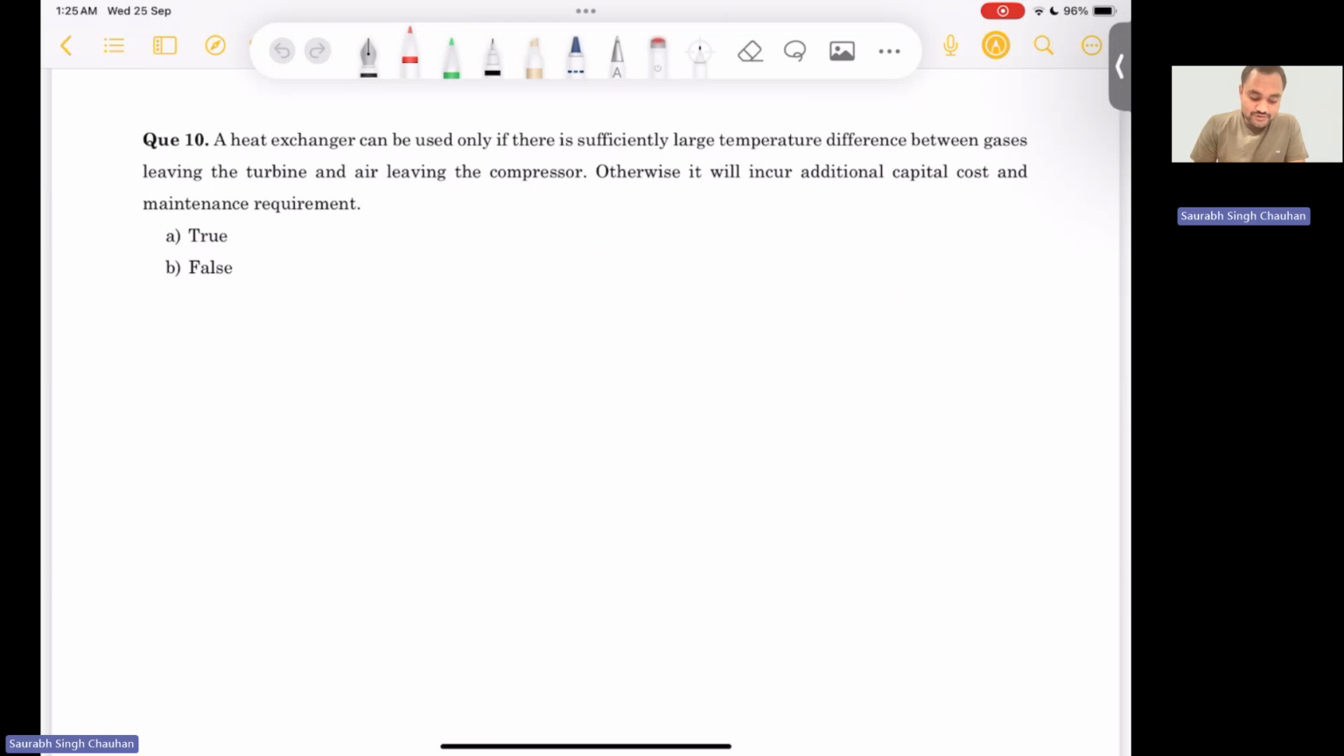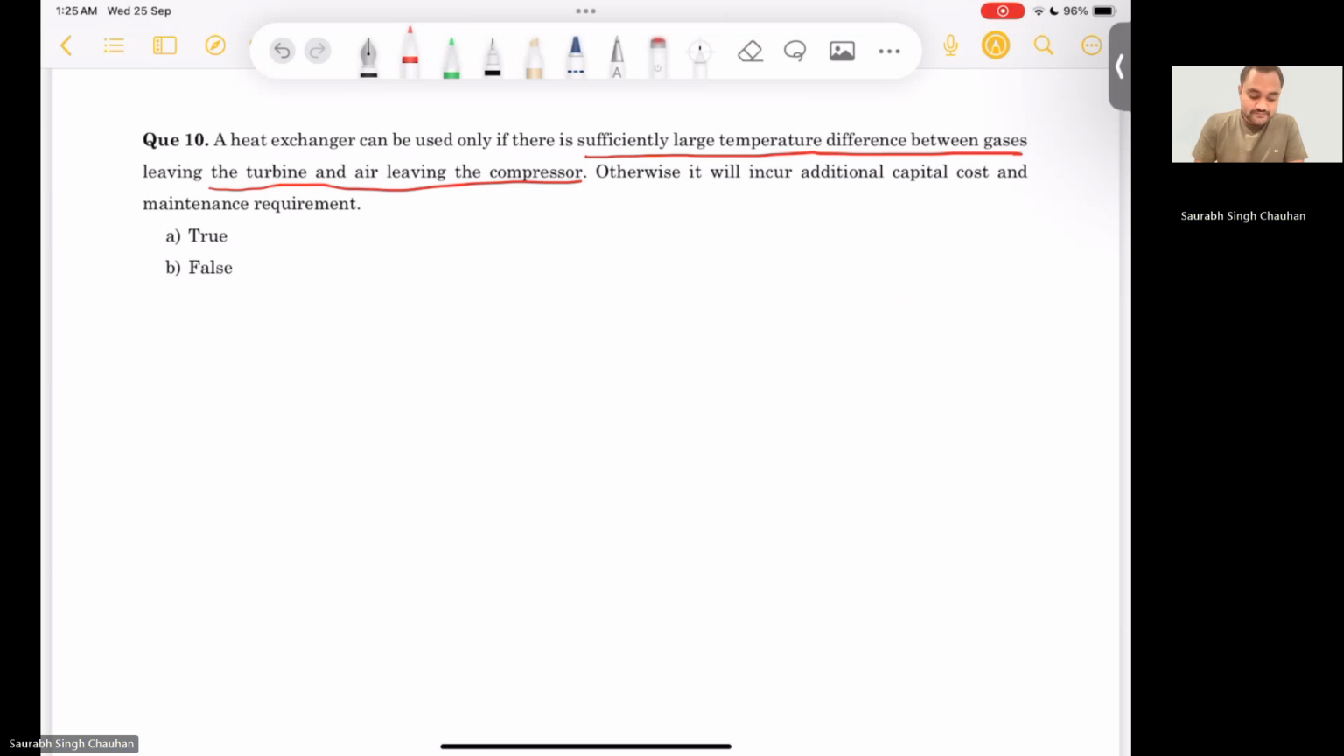The heat exchanger can be used only if there is sufficiently large temperature difference. Yes, there should be a temperature difference. Only then there will be heat transfer from the exhaust gases to the air coming out from the compressor. If there is not sufficiently large temperature difference between the gases leaving the turbine and air leaving the compressor, then there will be very little heat transfer, right? Because heat transfer depends on the temperature difference. And if there is very little heat transfer, then there is no point of putting this extra equipment, this extra heat exchanger.